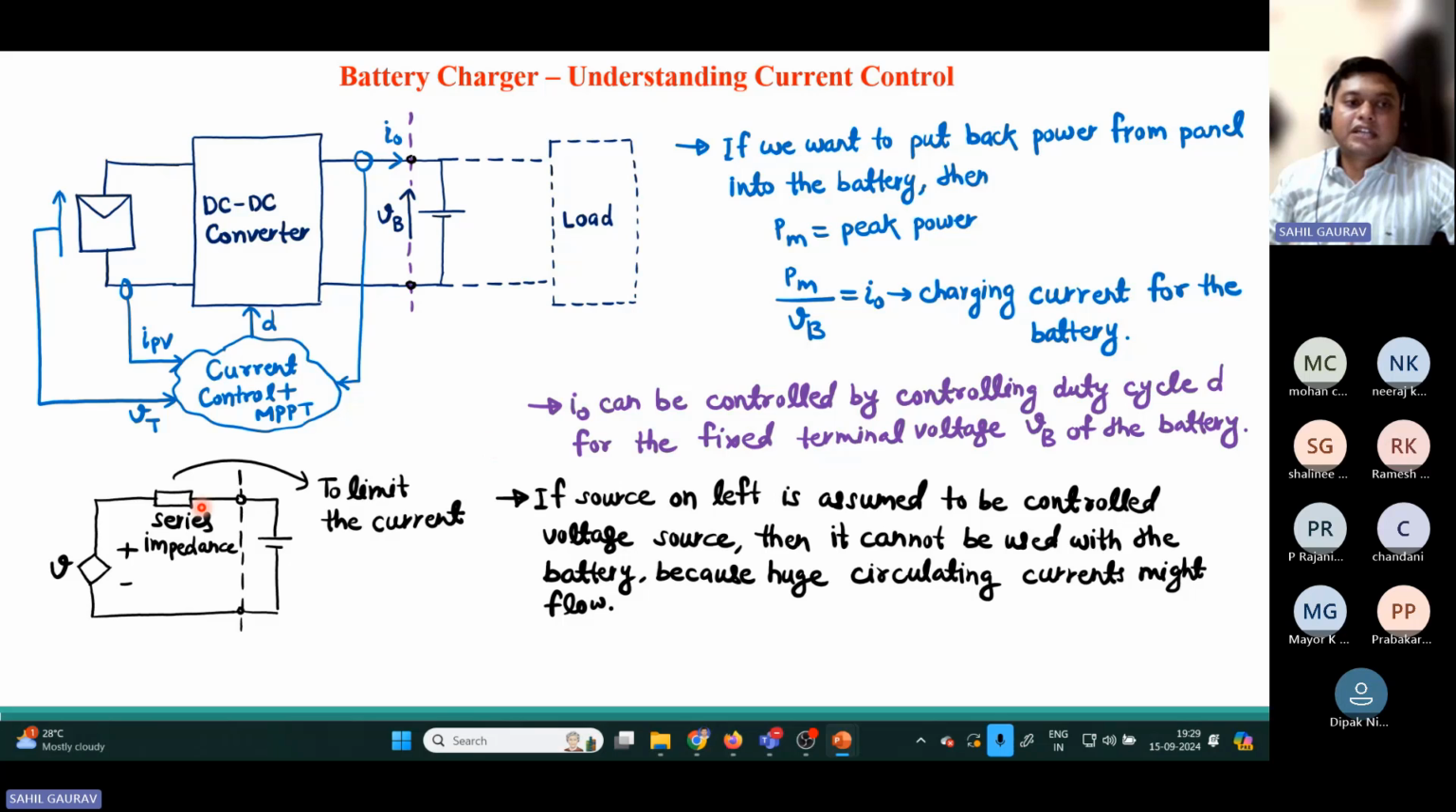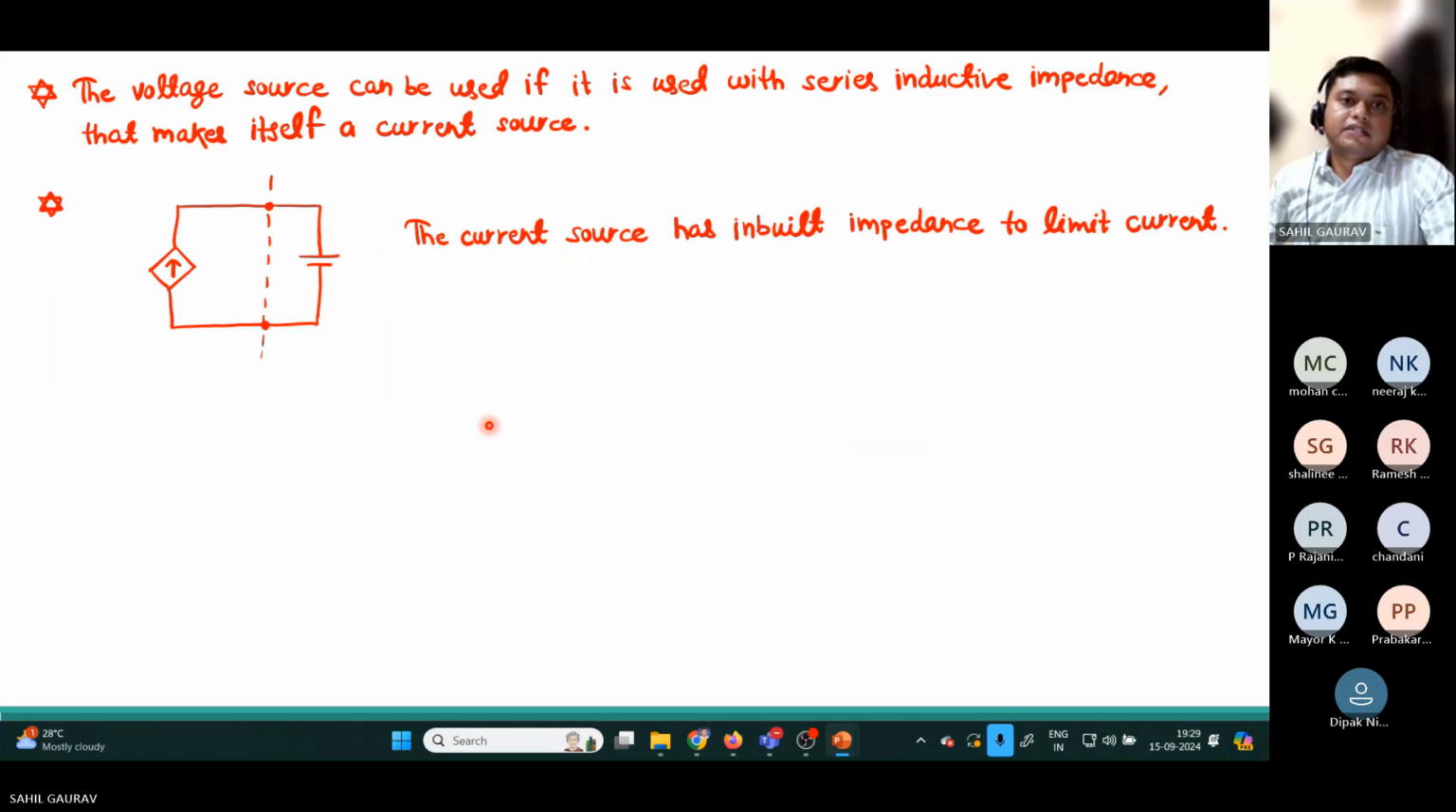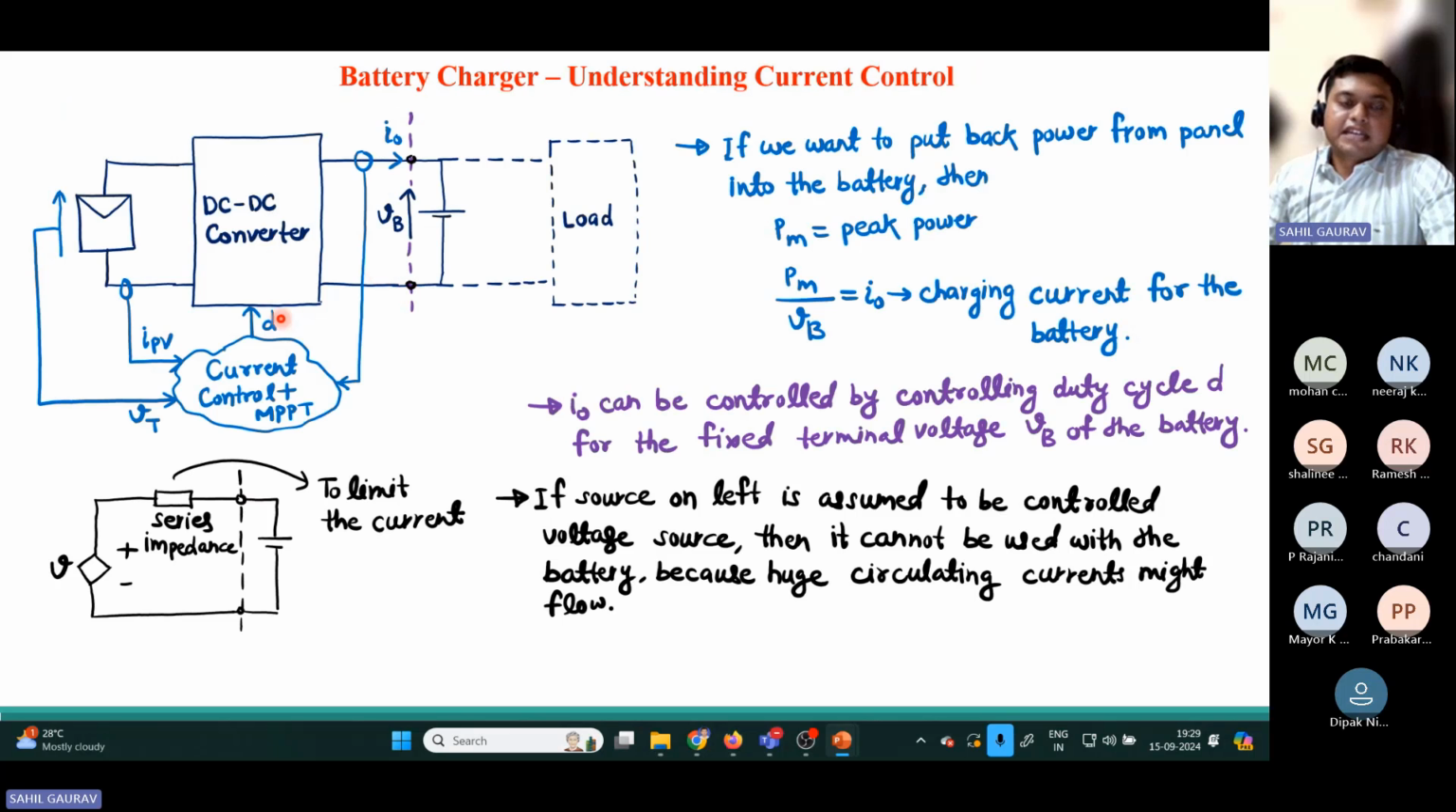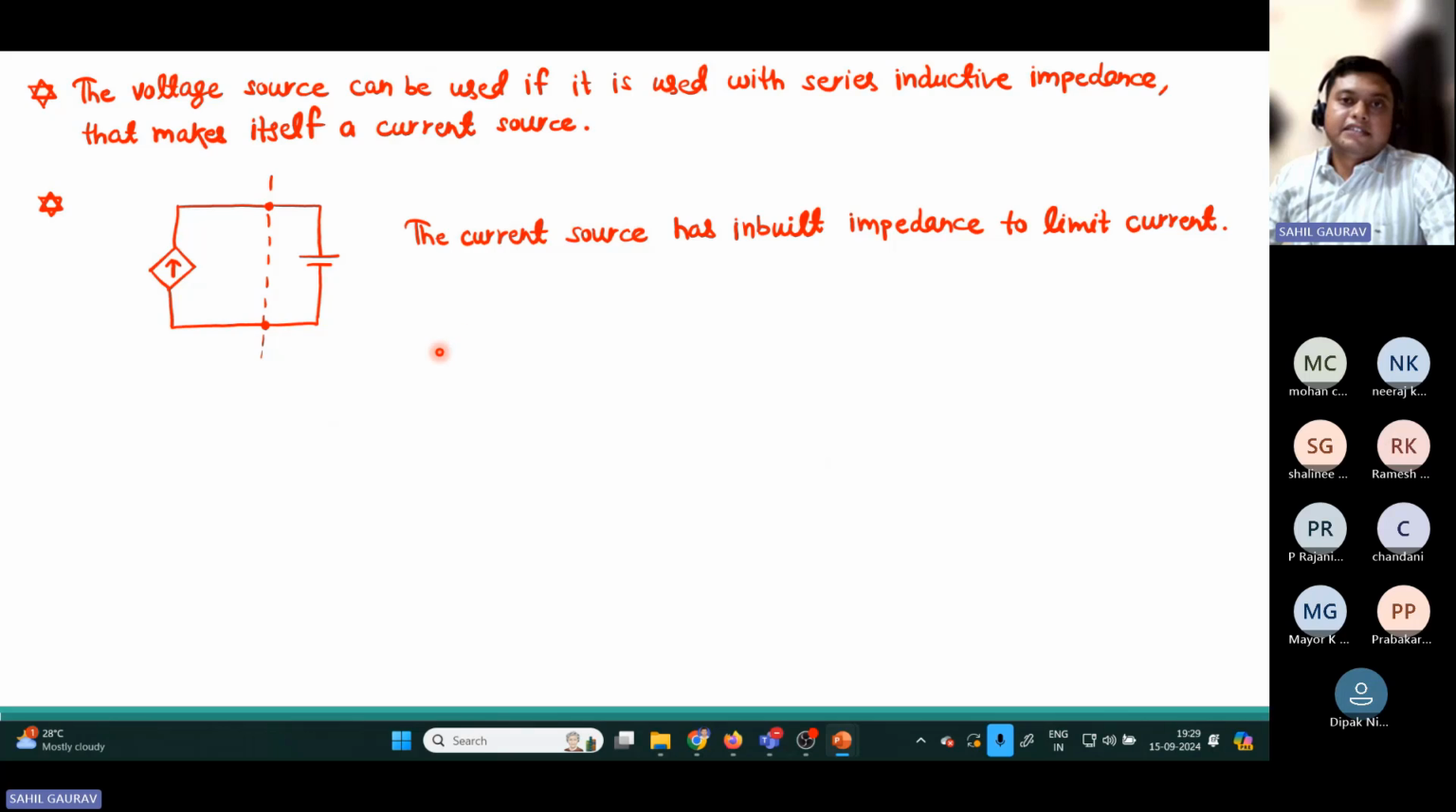The other way is that you can have this voltage source and connect a series inductive impedance that can work as a current source, and you can charge the battery. On this left side, if you take it as a current source, then it has the characteristic of inbuilt impedance so that it can limit the current.